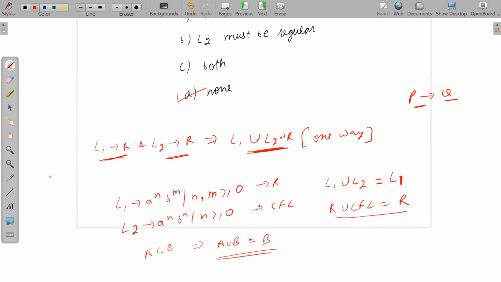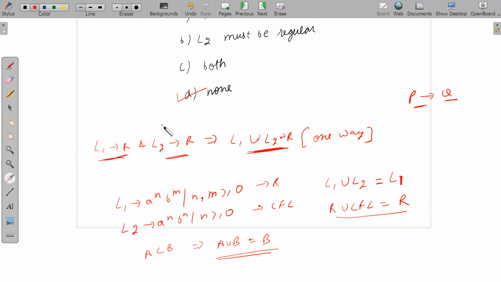Again, now you will say, sir, I am getting a contradiction. See, closure properties are general rules and regulations. But if you are talking about a particular example, then you can get this also, that regular union CFL is regular also. For this particular example, this is true.